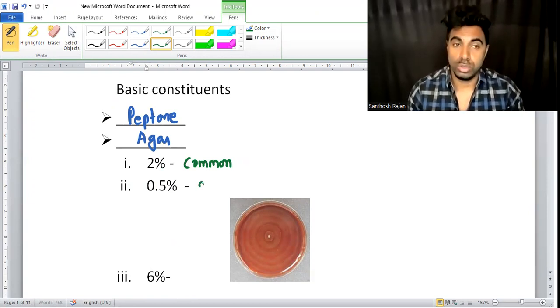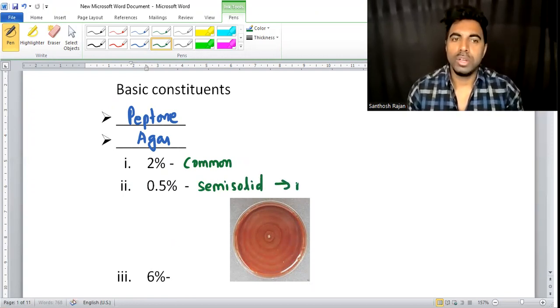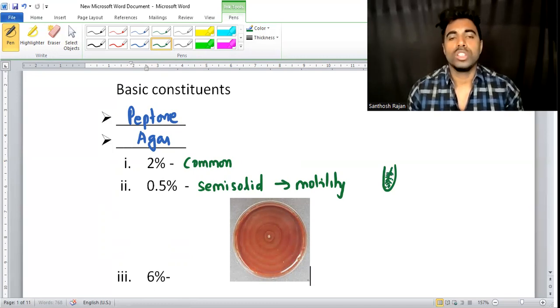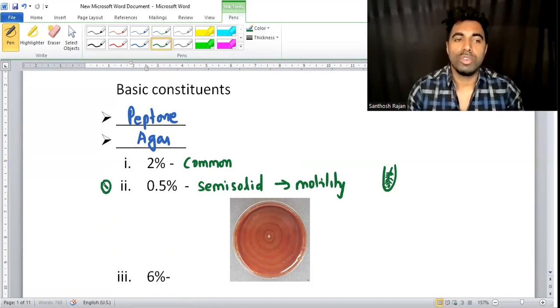0.5% is to make a semi-solid media. That means the agar constitutes less, so it makes a semi-solid media. That semi-solid media is for motility. So this is a question: for motility, what is the percentage of agar you're using? Because it's very loose, semi-solid. So what happens when you put the organism inside? You can see it is just growing, spreading everywhere. That means the bacteria can freely move, so you can check the motility. So for motility, 0.5%.